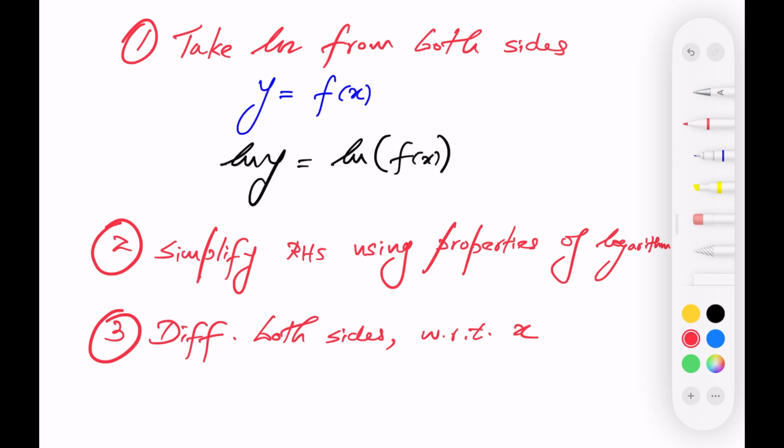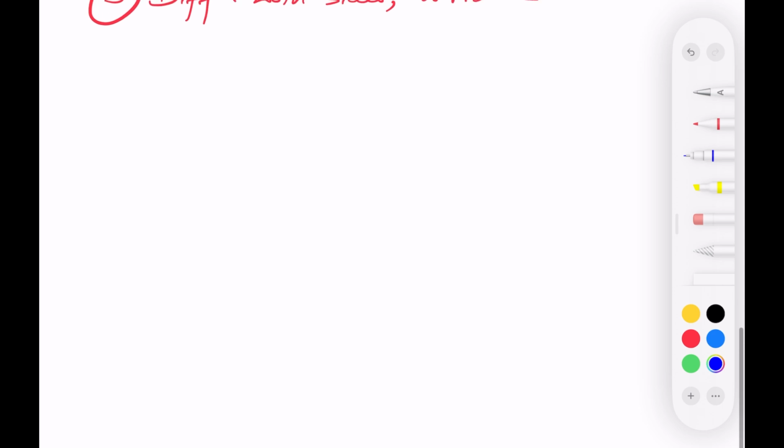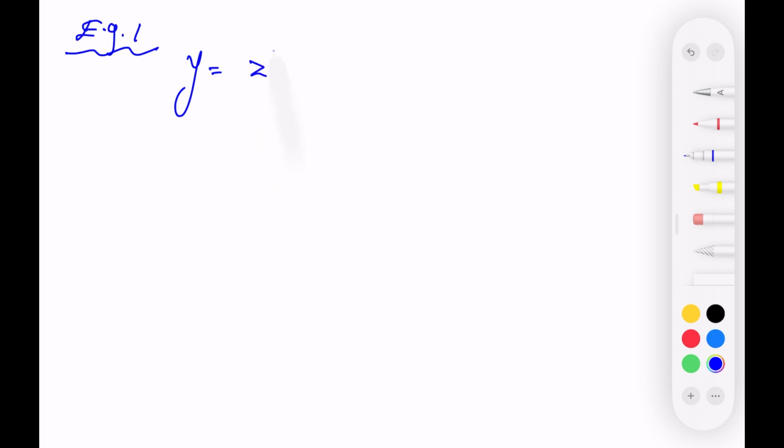All right, let's look at some examples. Here's your first example. Differentiate y equals 2 raised to the x. So what's the first step? Step number 1 is to take natural logarithm from both sides. On the left hand side, I will have natural logarithm y. On the right hand side, I will have natural logarithm 2 raised to the x.